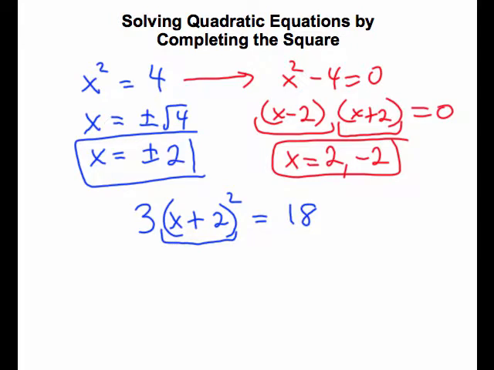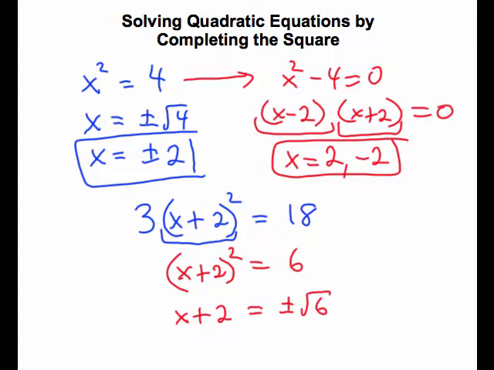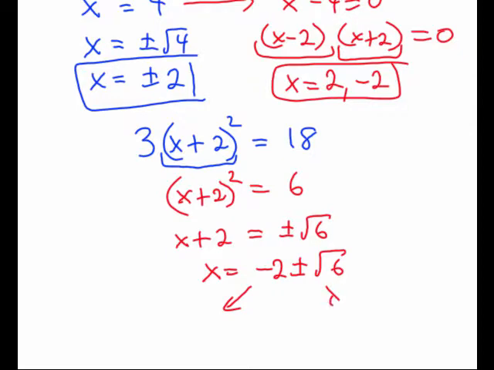But actually, if we were to divide both sides by 3, and then square root both sides, when I square root a square, that undoes the effect of the square, and I get plus or minus root 6. I get plus or minus on both sides, but since I've got an equal sign, I only need to show it on one side, because the equal sign makes it apply to both. And then if I subtract 2, I get an answer of negative 2 plus or minus root 6, which is really two answers in one.